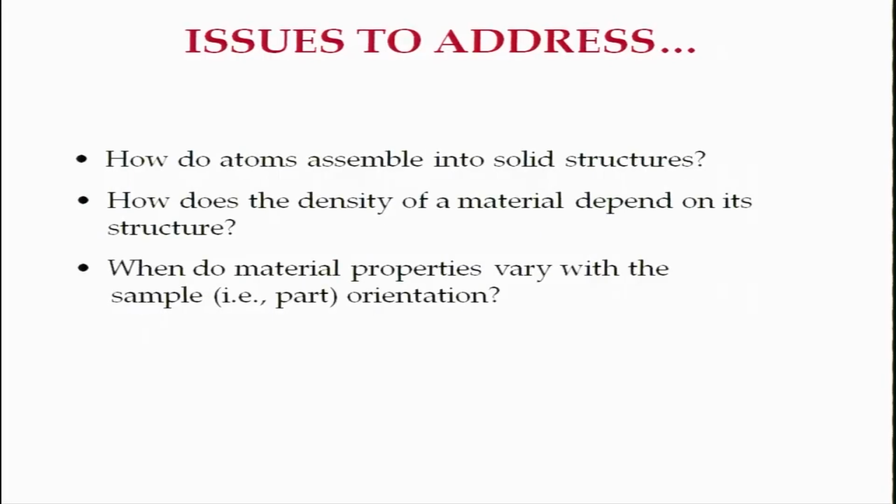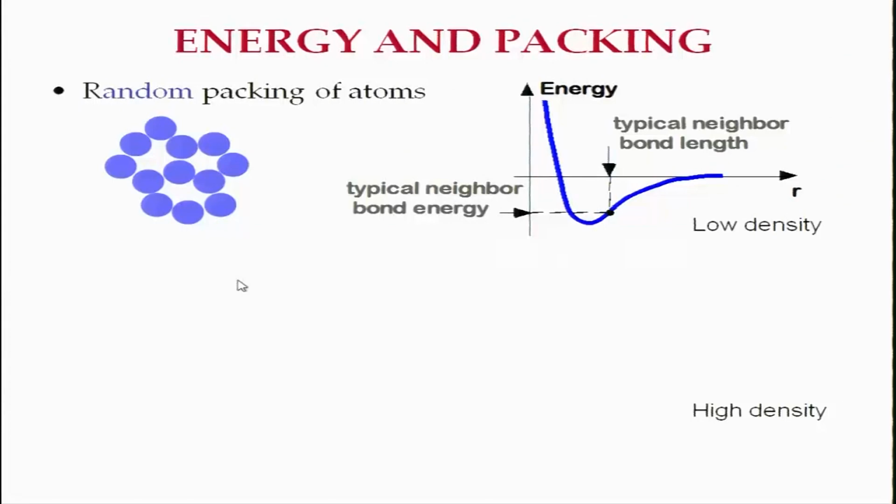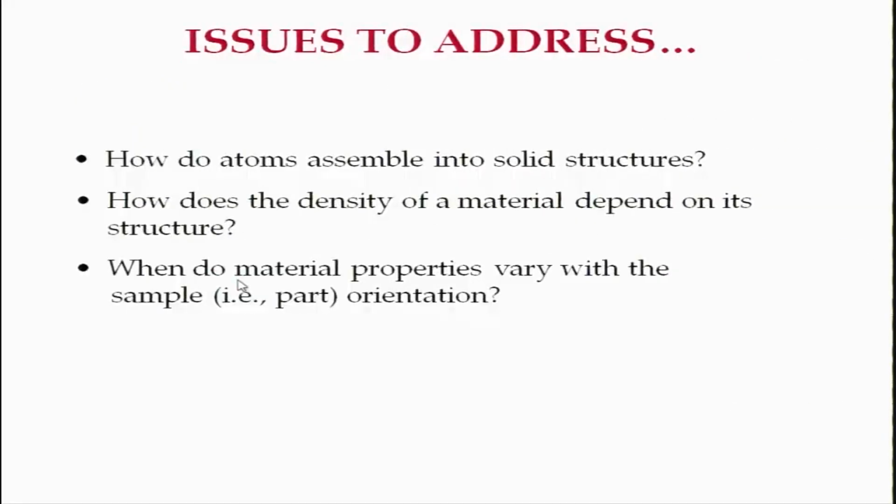So, the issues that we will address are: one, how do atoms assemble in solid structures; two, how does the density of a material depend upon its structure; and three, when do material properties vary with, for example, sample orientation. I do not know whether we will be able to do this last part, but we will try to do the first two. Maybe we will take up some of these in the next lecture.